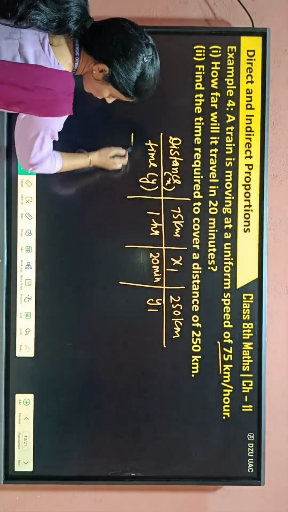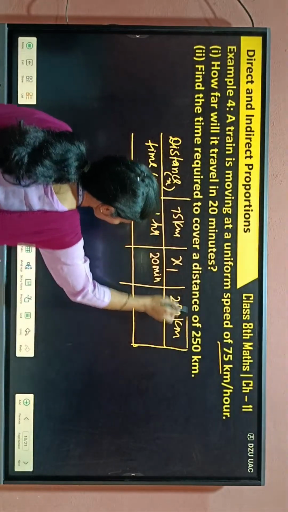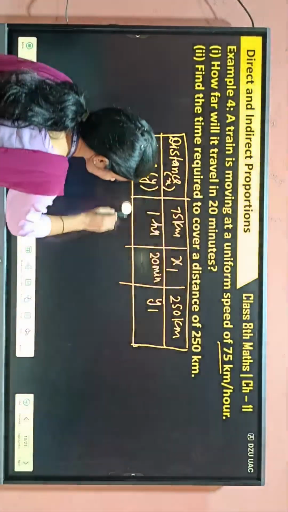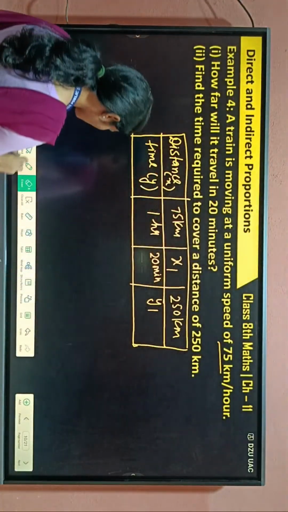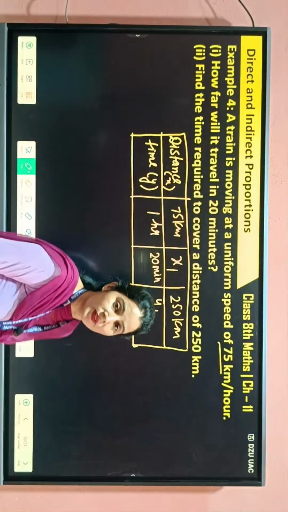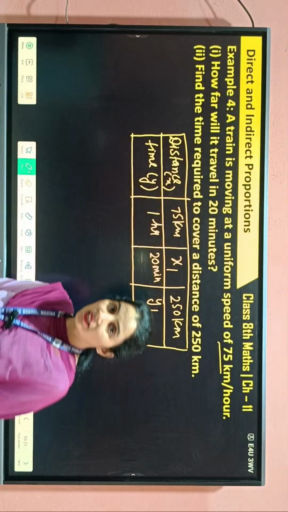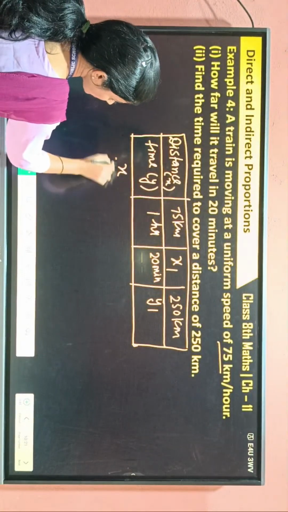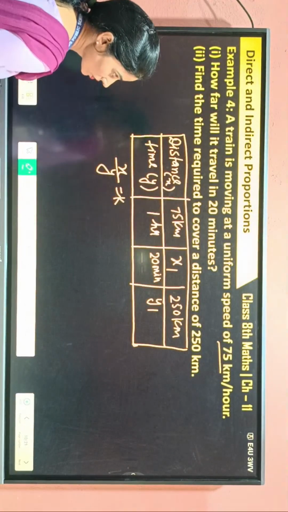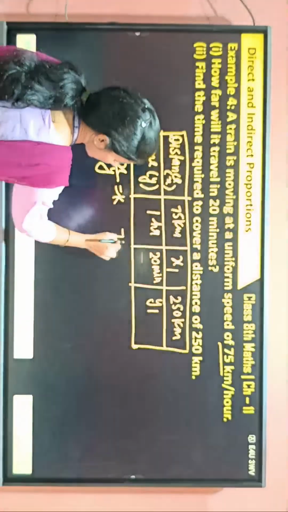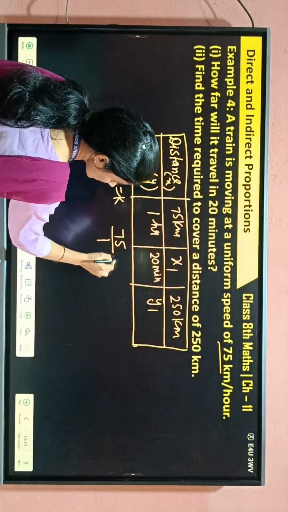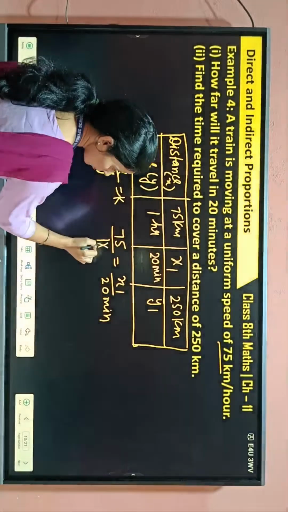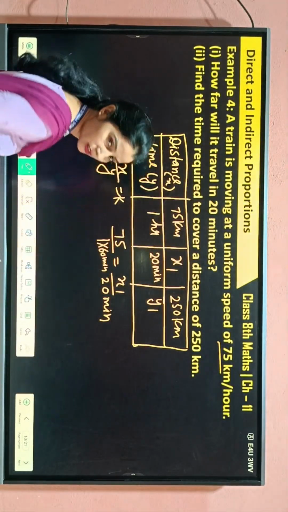First of all, in this question you will identify whether it is direct proportion or inverse proportion. As the speed is fixed, if the train has to travel more distance, it will take more time, and if less distance, it will take less time. So this is a case of direct proportion. In direct proportion, the x by y ratio is constant. So 75 by 1 hour equals x1 upon 20 minute. Convert 1 hour into minutes, it will be 60 minutes.